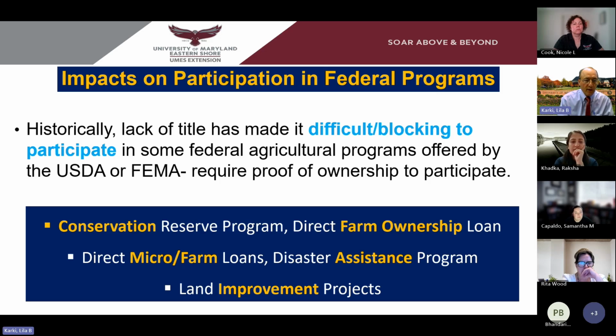And historically, this heirs property created problems by blocking or making participation difficult in some federal programs sponsored by USDA. I'm sure you are familiar with USDA, United States Department of Agriculture, and FEMA, Federal Emergency Management Agency, and they require proof of ownership to participate in their programs. So that was a challenge. And the programs could be conservation, or farm ownership loans, or micro or any forms of farm loans, or disaster assistance programs, or any kind of land improvement projects. All these require proof of ownership, and having heirs property created that problem for participation.